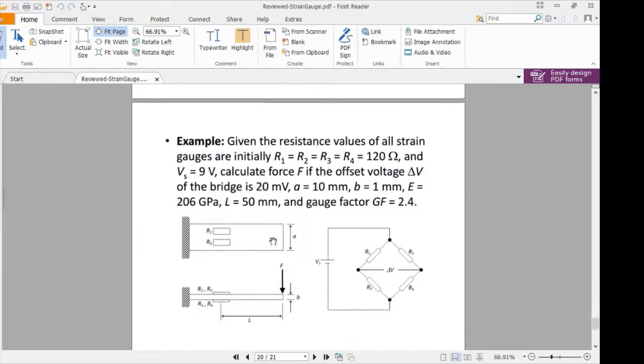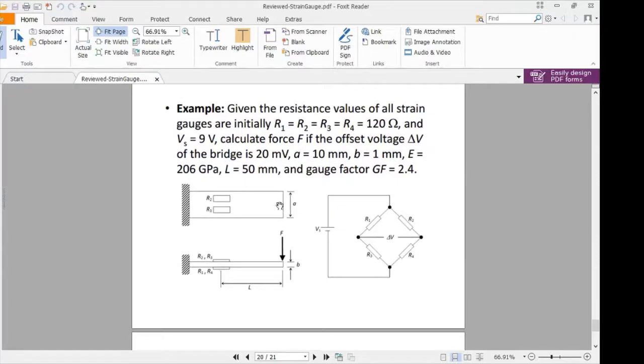Alright, so now let's look at the example here. Given that the resistance values of all strain gauges are initially R1 equals R2 and R3 equals R4, and they are all equal to 120 ohm. And the voltage supply to the Wheatstone bridge is equal to 9 volt. You are asked to calculate the force that is applied over here if the offset voltage recorded at the bridge is 20 millivolt.